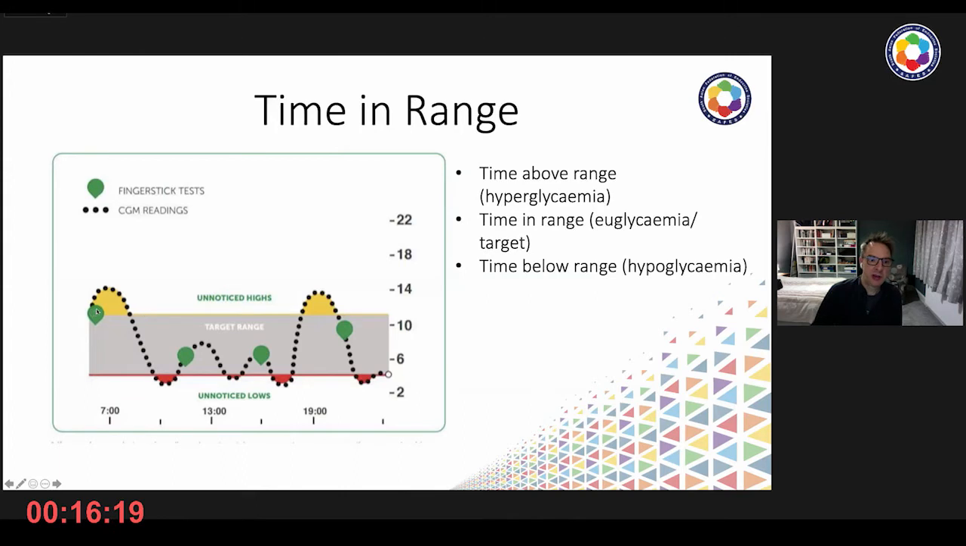We can measure time in range either by finger sticks, by self-monitored blood glucose, so these green dots, but that may miss some of the time below range, for example. So if we just use the self-monitored blood glucose here, we would miss the time below range. Or we can use continuous glucose monitoring readings from either a flash device like the Freestyle Libre or a true continuous glucose monitor like a Dexcom device. I'll come back to those again in terms of how we interpret those.